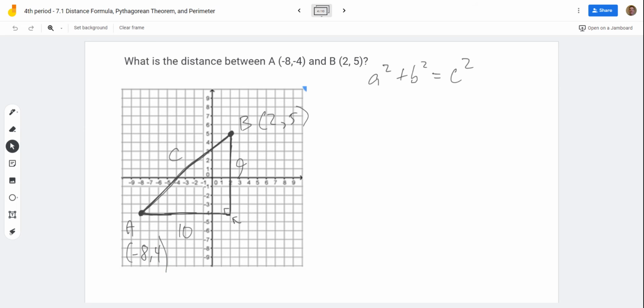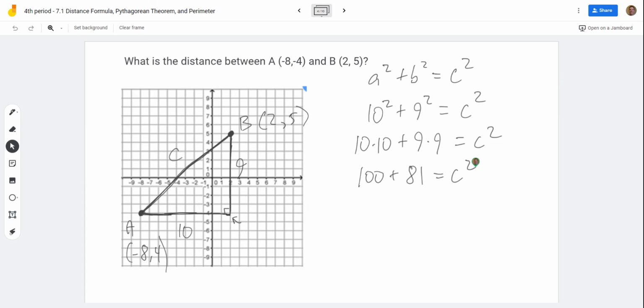Okay, so then we have 10 squared plus 9 squared equals C squared. So 10 squared is 10 times 10. 9 squared is 9 times 9. Got 100 plus 81 equals C squared. And finally, 181 is equal to C squared.